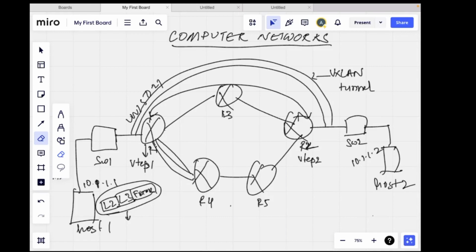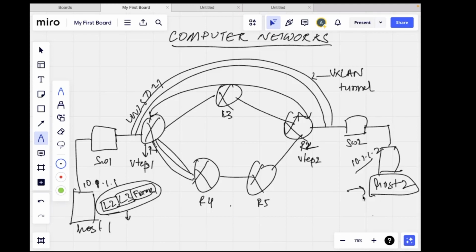At R2, what happens? It strips the outer L2 and outer L3. Okay, it sees that it has an inner L2 and inner L3, and the inner L3 destination would be what? 10.1.1.2, right? So this would be the inner destination IP. So it knows that the packet has to go to host 2, correct? And the packet will be forwarded to the respective inner destination IP, and based on the inner MAC address, it will forward the packet to host 2.